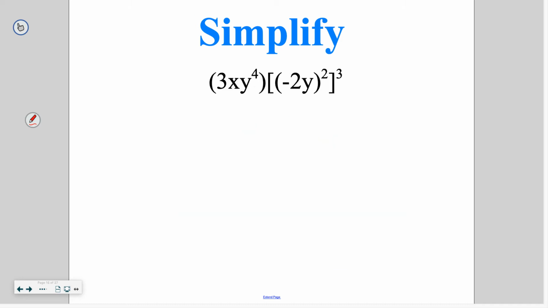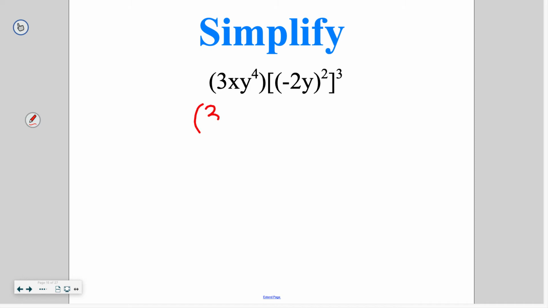So we're going to do a couple that combine some of these properties that we have learned so far. So we got 3xy to the 4th, and then that is being multiplied with -2y to the 2nd to the 3rd. So this front part is all simplified. There's no extra power of a power. This second part we're going to need to simplify before we can do any multiplication.